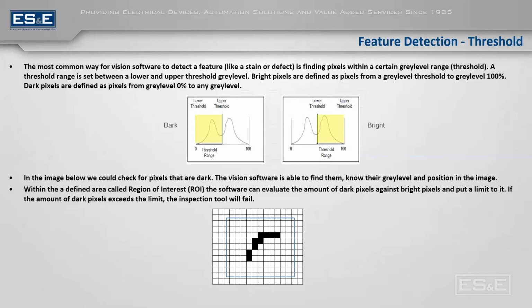So if the amount of dark pixels exceeded this limit on the inspection, or on whatever we're looking for, then this will cause the inspection, or your object, to fail. This is kind of how we go about getting a good pass or a bad fail.